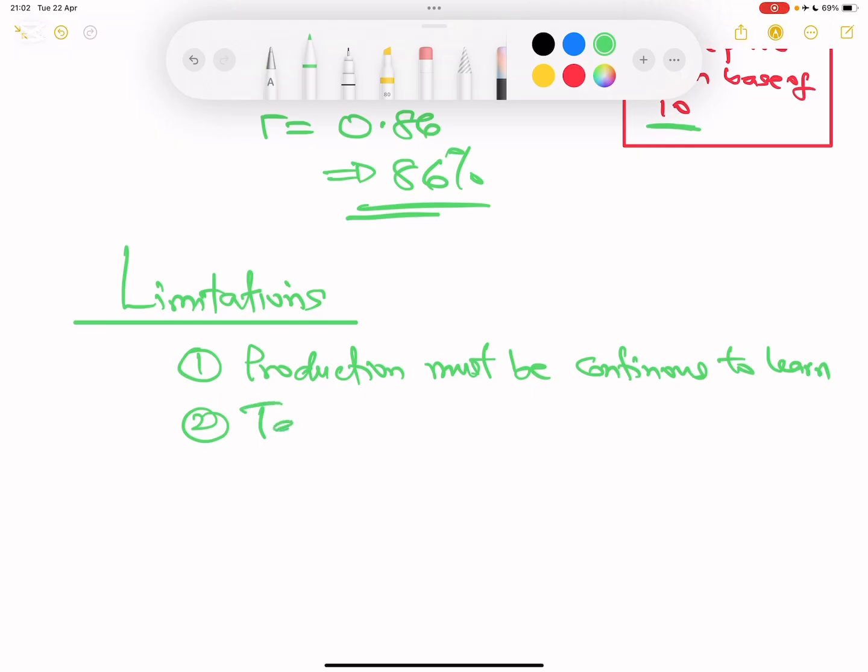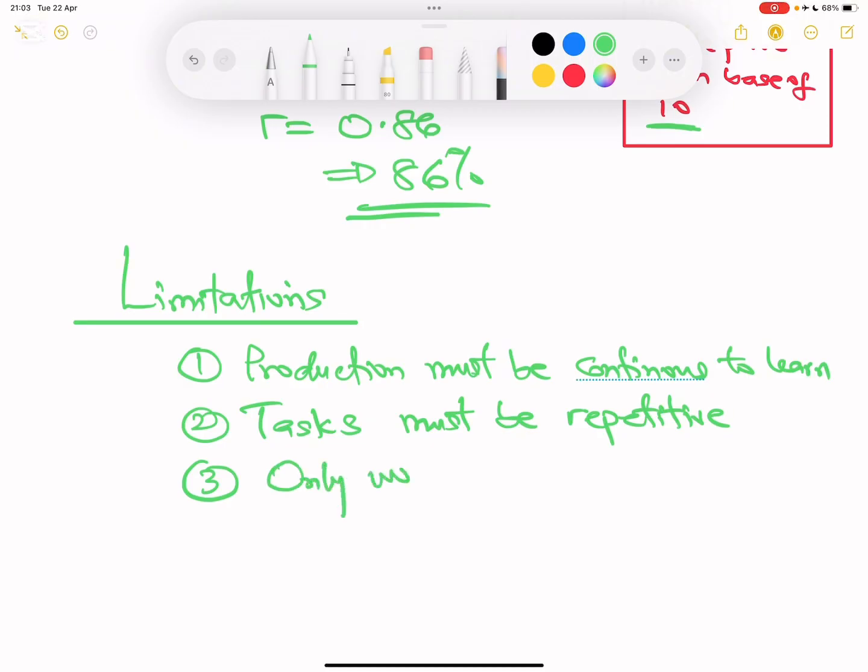Likewise, for learning curve to make sense, tasks must be very repetitive. That's when it's easier to learn and you can achieve some efficiency. And all this effort we are talking about only is worth it if activities are complex. If it is not complex, there's no need to bring in learning curve. Nothing to learn. It is simple.